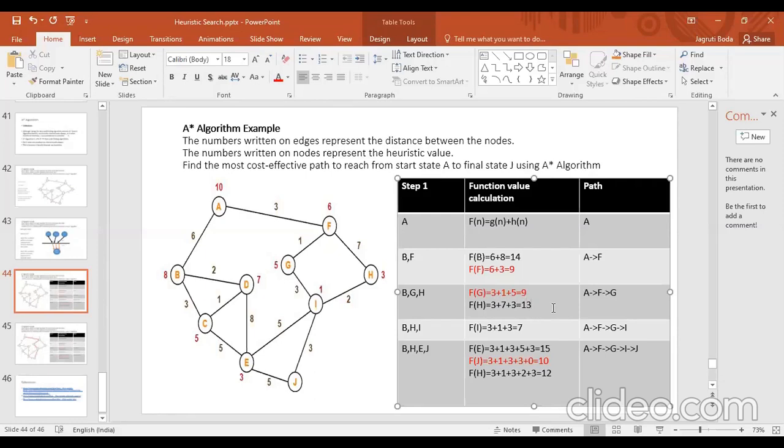Now I go to the next topic, that is I. So g contains the next node I. So here 3 plus 1 plus 3, I also add 1 here also. So 3 plus 1, 4, 5, 6, 7, 8. Total cost is 8. Here only one successor, so that's why I do not have to compare with other successors. So only one path is there, that is AFGI.